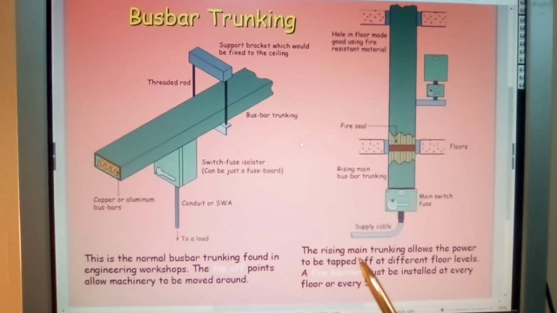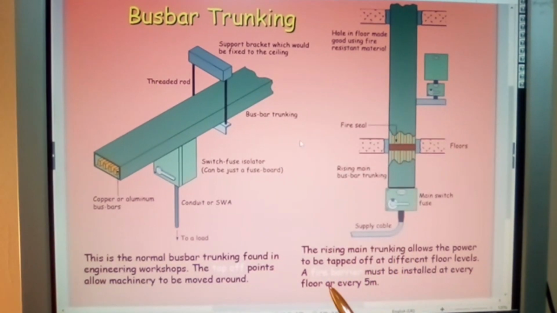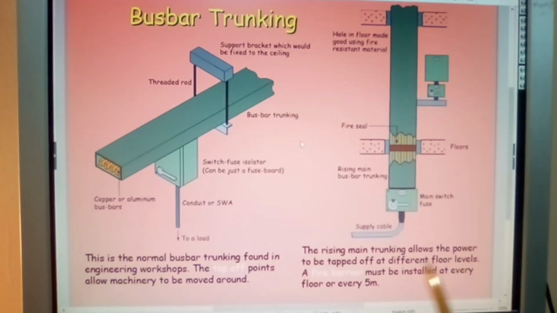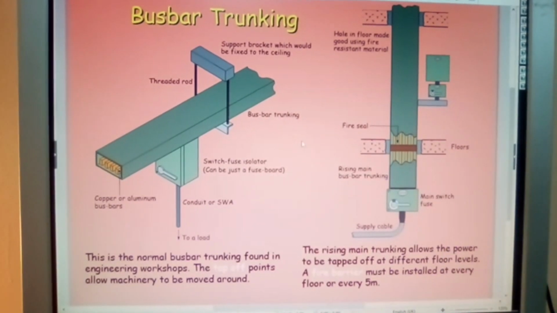And again here we're looking at the rising main trunking, which allows the power to be tapped off at different floor levels. So you can plug in and tap off your power accordingly.